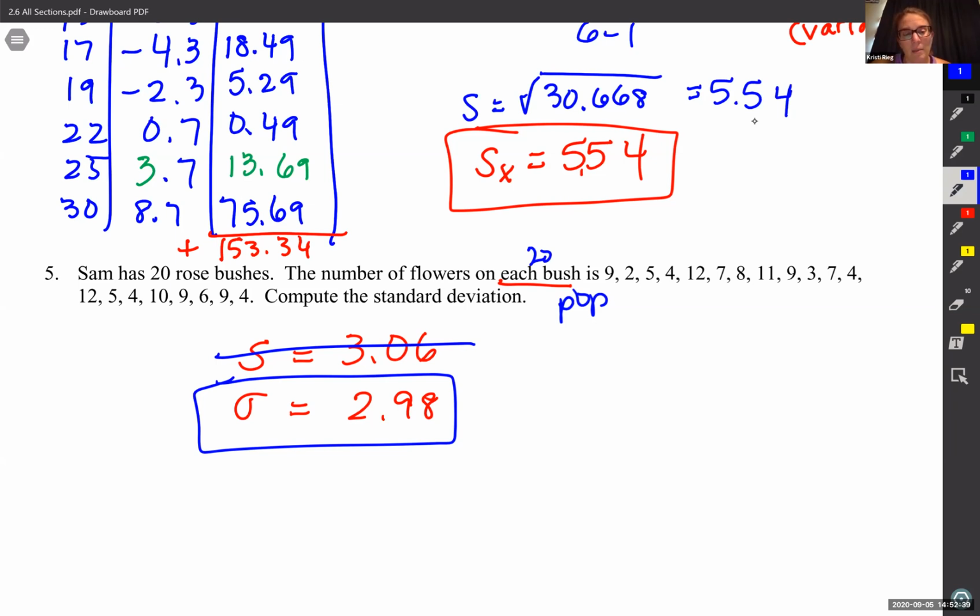If you did the sample number, you would get it totally wrong. So just make sure you're asking yourself, is this a sample or is this a population? Okay, finally, and then we'll do a couple word problems.